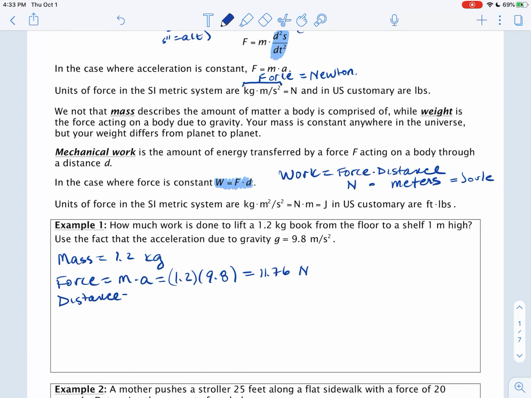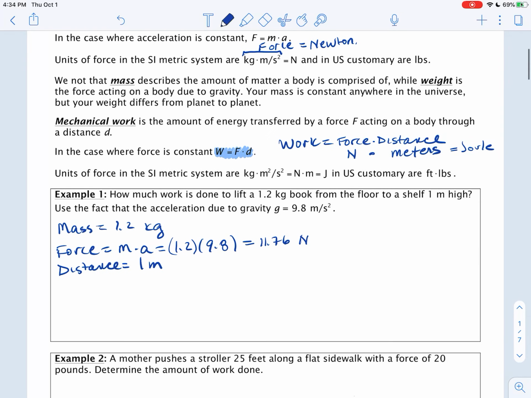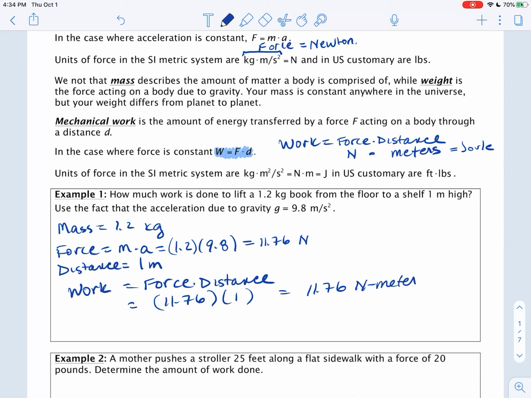And now what distance do we want to move? Just 1 meter. And so we have constant force, constant distance, so we can just go ahead and multiply those together, and we get work is force times distance. And that's going to be 11.76 newtons times 1 meter, and we'll end up with 11.76 newton meters. Or we can say that that is 11.76 joules.